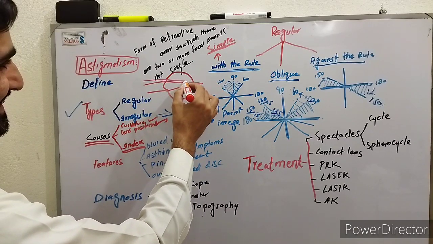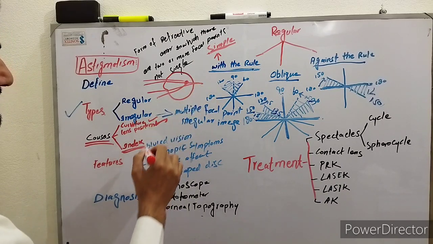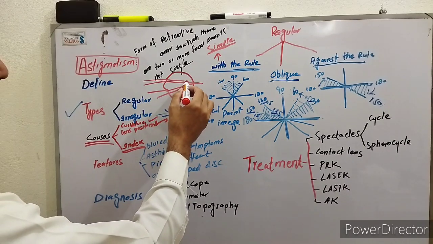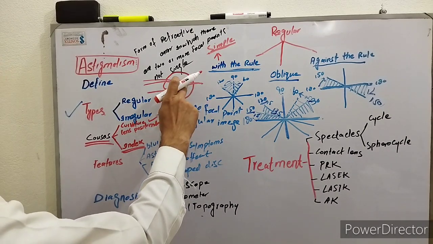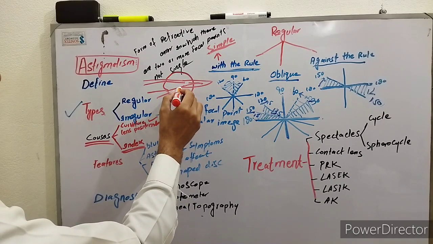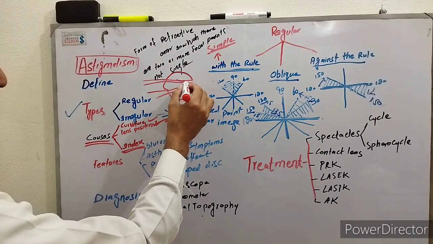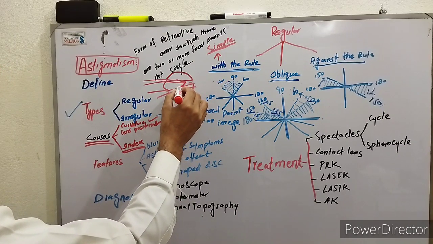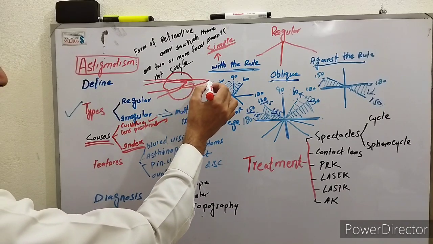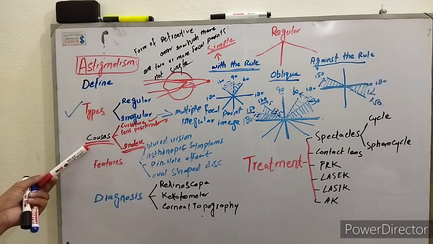If all the rays are focusing behind the retina, this is compound hypermetropic. If all the rays are focusing in front of the retina, this is compound myopic. If some are focusing behind the retina and some in front of the retina, this is mixed astigmatism. Now I have explained the causes.